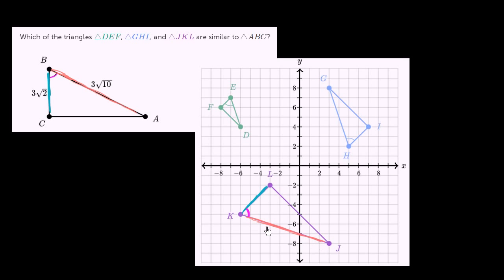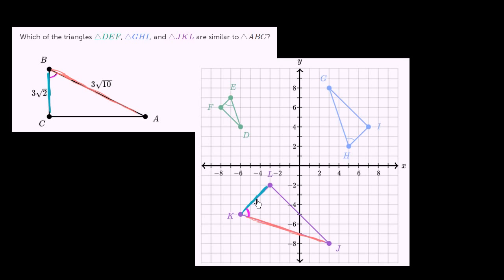Now you might be thinking, how did I decide to compare BC to KL and BA to KJ? Well, both of these are the two sides that make up this angle, and BC is the shorter of the two. These are the two sides that make up this angle. You could say they're segments of the rays, parts of the rays that make up this angle, if you were to continue forever, and the blue one is the shorter one. So KL is the best candidate to correspond to BC.